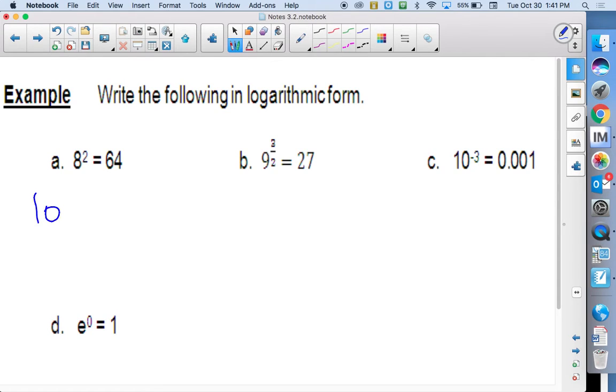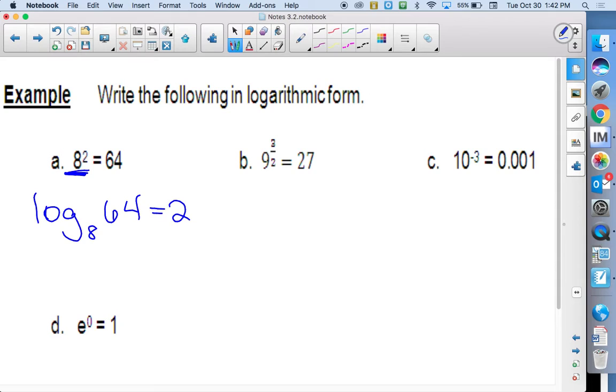Log base 8 of 64 equals 2. Okay. So remember, the base is still the base. It's just written in log form. So the 8 is the base as the exponent. The 8 is the base as the log. The x and the y, the exponent and the number on the other side, flip. So log base 8 of 64 equals 2.